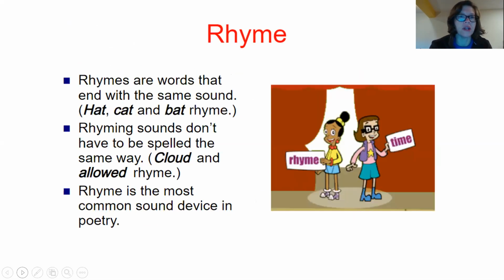Rhyme is words that end with the same sound, like hat, cat, and bat. Rhyming sounds don't have to be spelled the same way in order to rhyme, like cloud and aloud rhyme. Rhyme is the most common sound device used in poetry.